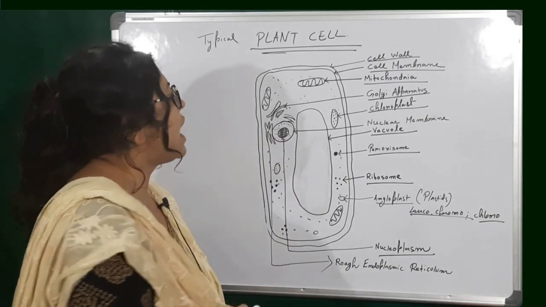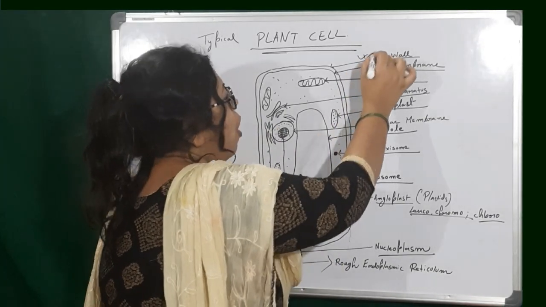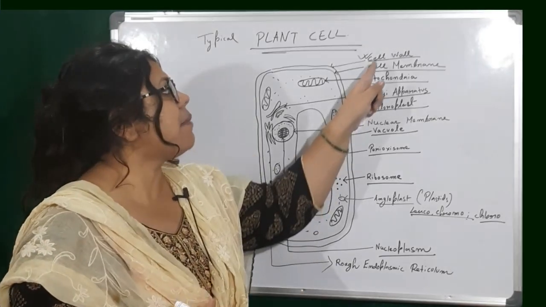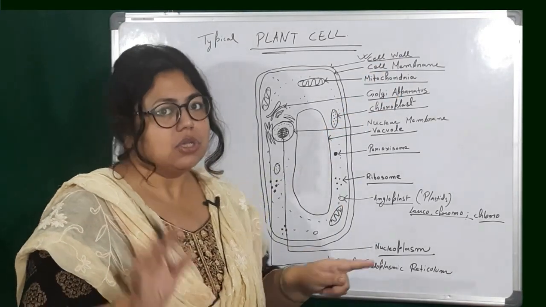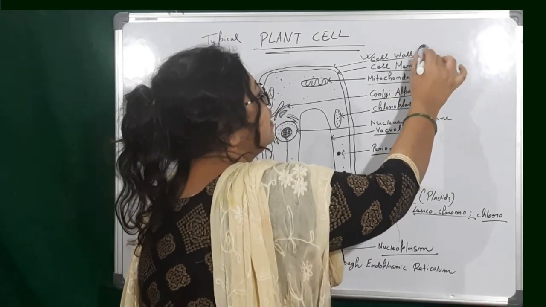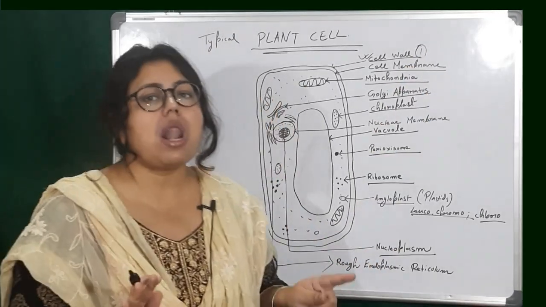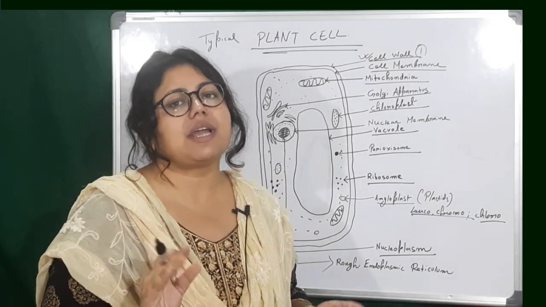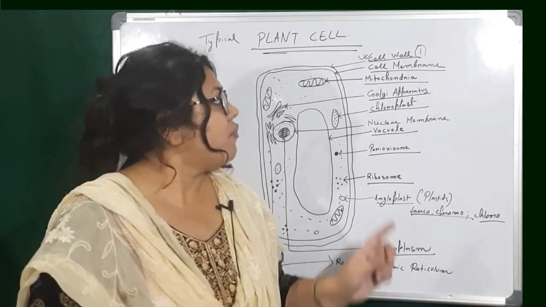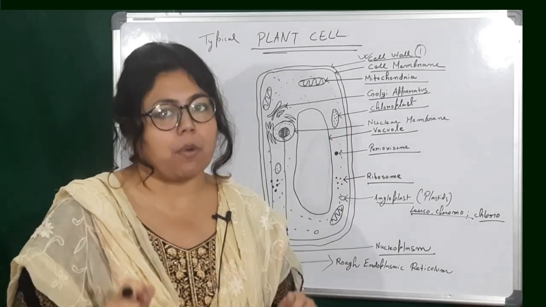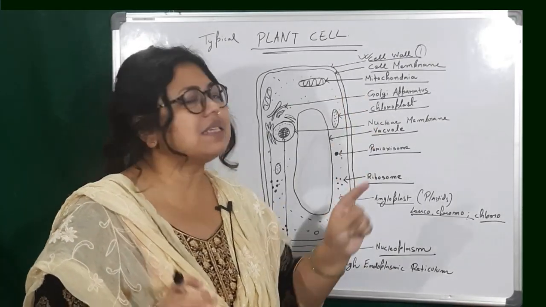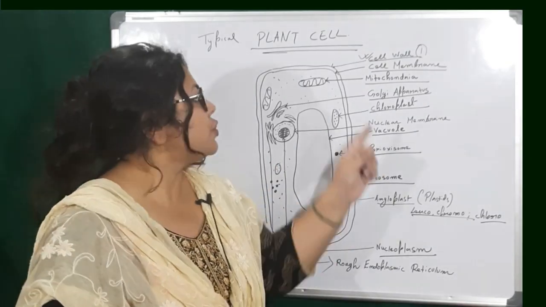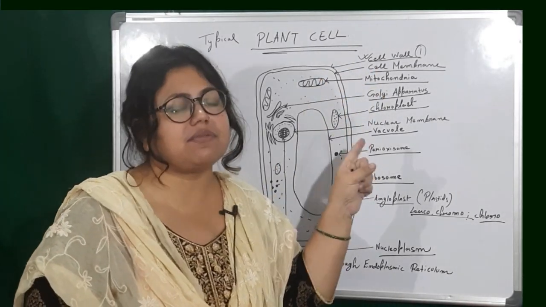The first thing I will discuss is the cell wall. In case of an animal cell, you have not come across this. So if I mark it as 1, the cell wall is an extra protective boundary or extra protective layer which is given to the plant cell to get support. The cell wall is actually a dead structure, it is not a living one. So the cell wall is an extra protective structure.